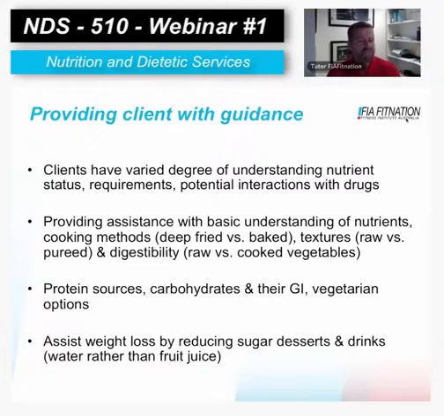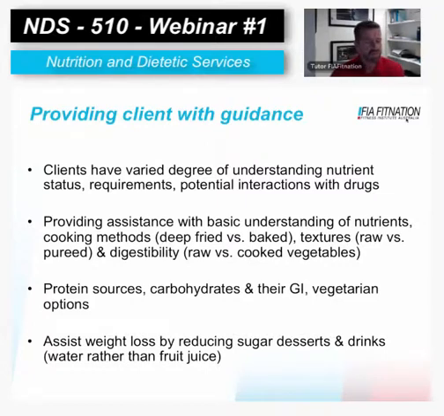Protein sources, many different types of protein sources, many different types of carbohydrate sources. Being aware of the GI, in other words, the glycemic index of those carbohydrate sources, is actually important, so that you can design it in relation to the client's needs. Vegetarian options, obviously some clients may be vegetarian, so just being aware of what vegetarians are allowed to eat, and the difference obviously between a vegetarian and a vegan.